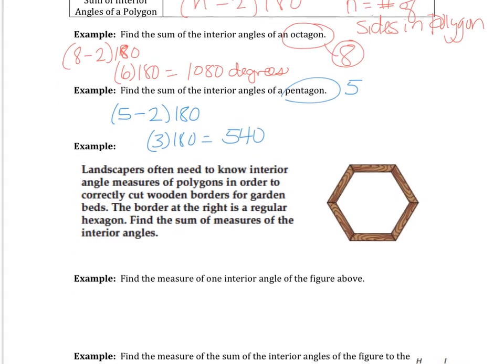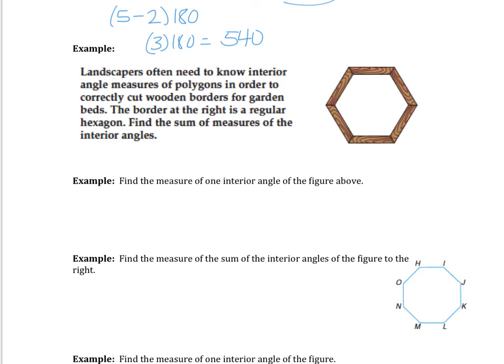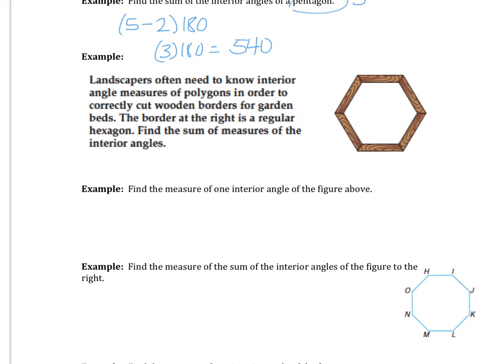Alright, an example here. Landscapers often need to know the interior angle measures of a polygon in order to correctly cut wooden borders for their garden. On the right here we have a regular hexagon. A hexagon has 6 sides. If you're not sure, you can go ahead and count: 1, 2, 3, 4, 5, 6. So find the measure of one interior angle of this. Another key word we need to look at here is that it's a regular polygon. Thinking back to a regular polygon, all of the angles are congruent.